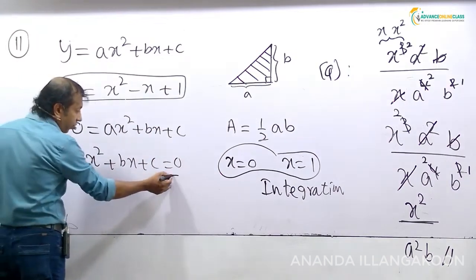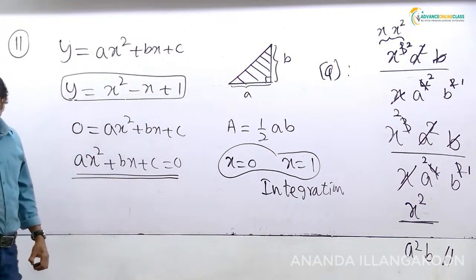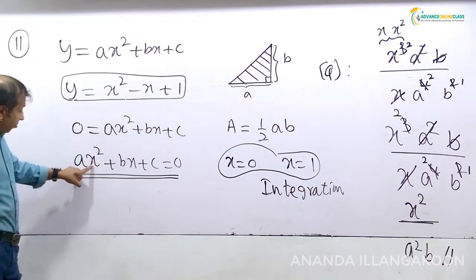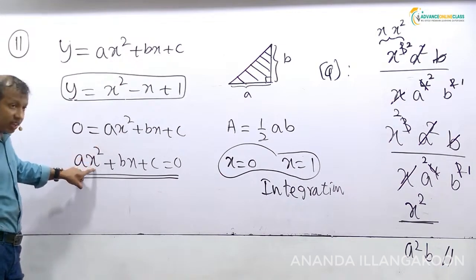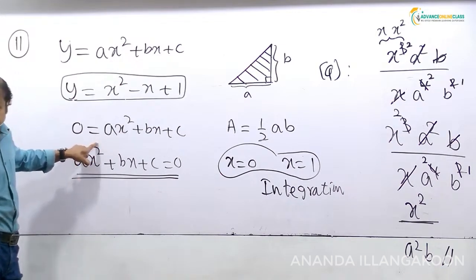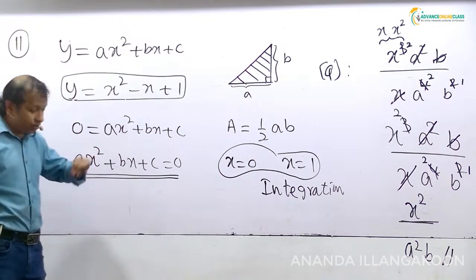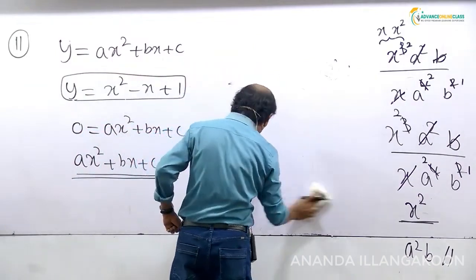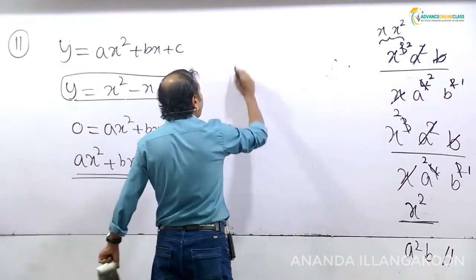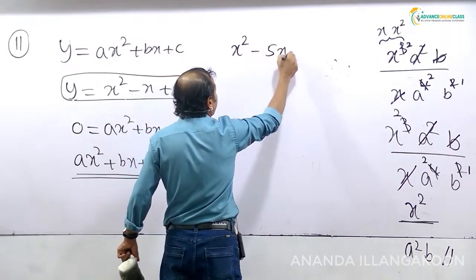This is called what? A quadratic equation you learnt in your O/Ls. It is called quadratic because the variable is x and its highest power is 2. When the highest power of the variable x is 3, it is called a cubic equation. So quadratic means x has the highest power 2. In this case, I will take one example: x squared minus 5x plus 6 equals 0.